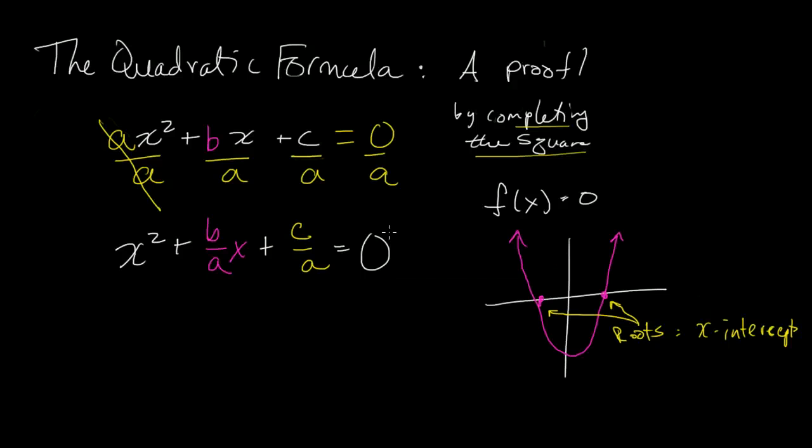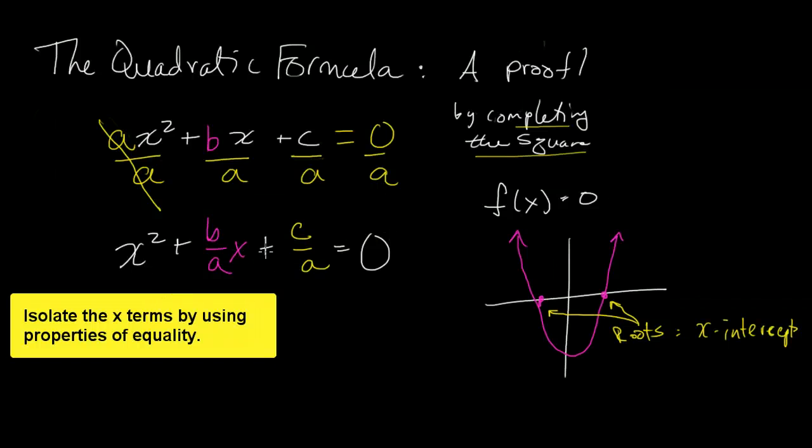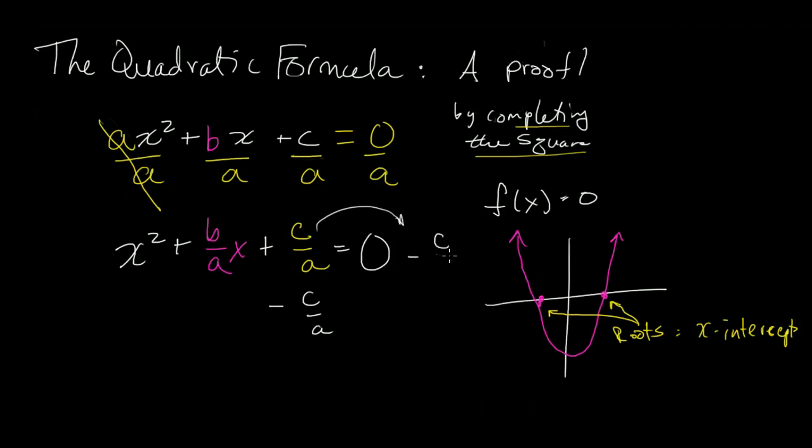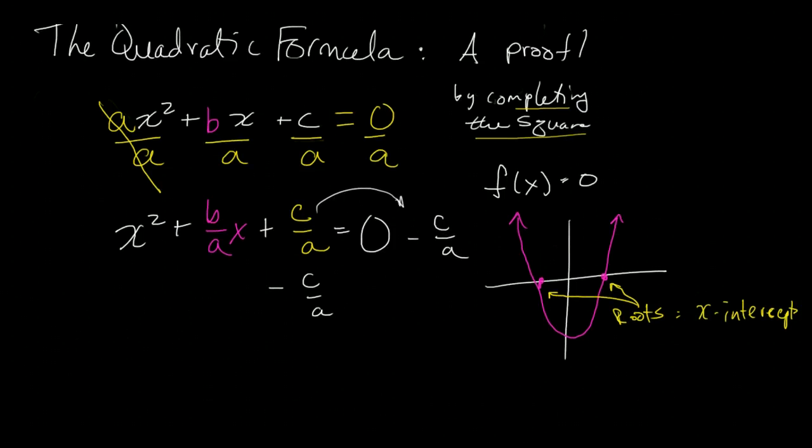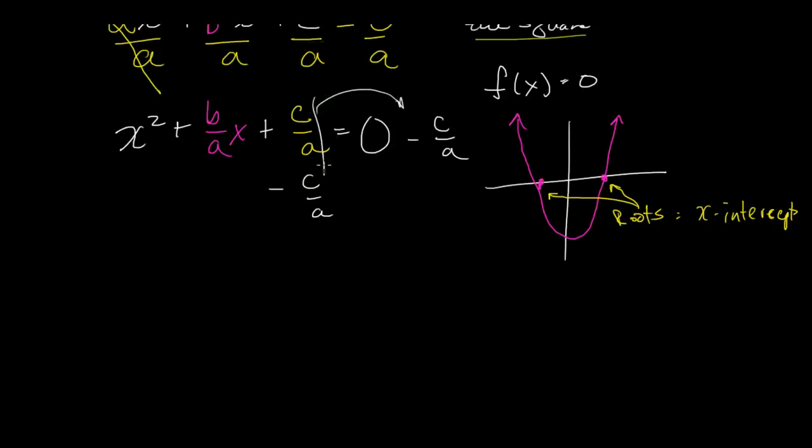And now in order to properly complete the square, what I need to do is get my constant term to the other side of the equation. So I'll do that by subtracting c over a from both sides. And here those will cancel, and I'll be left with x squared plus b over a x equals negative c over a.